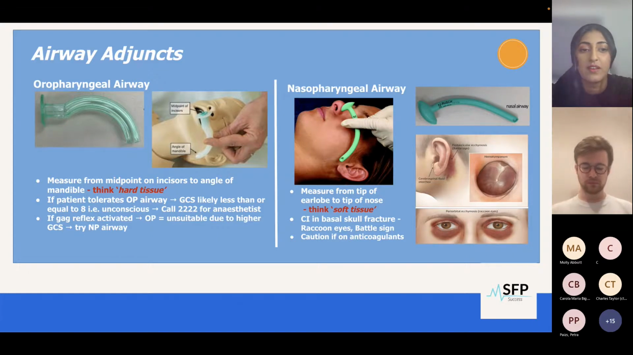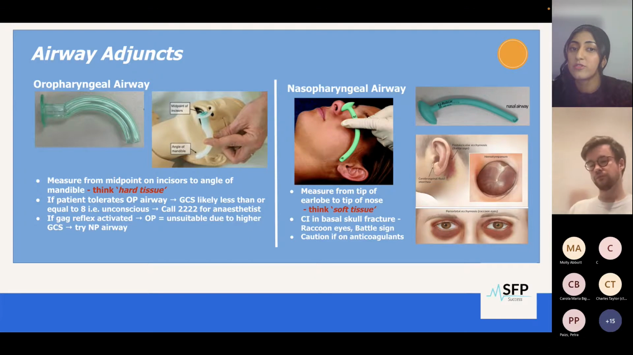When you're inserting the oropharyngeal airway, you might also hear it being called a Guedel. If the patient starts to gag at that point, the gag reflex has been activated, and that means their GCS is higher and they're more conscious. So at this point, that's when you would try a nasopharyngeal airway.